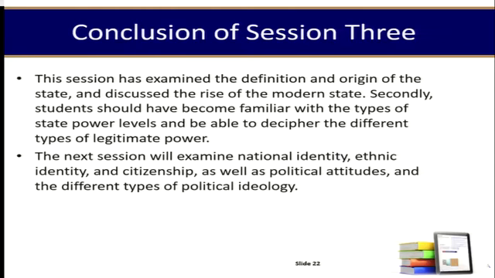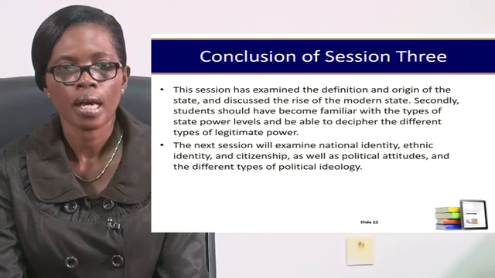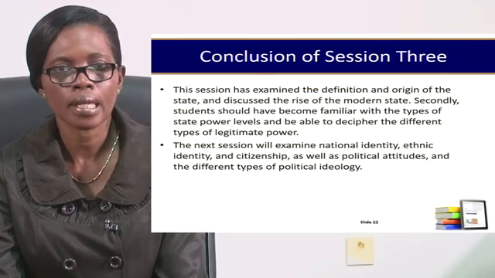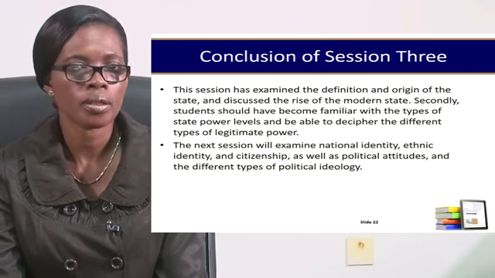Conclusion. This session has examined the definition and origin of the state and discussed the rise of the modern state. Secondly, you should have become familiar with the types of state power levels and be able to decipher the different types of legitimate power. The next session will examine national identity, ethnic identity, and citizenship, as well as political attitudes and the different types of political ideology.